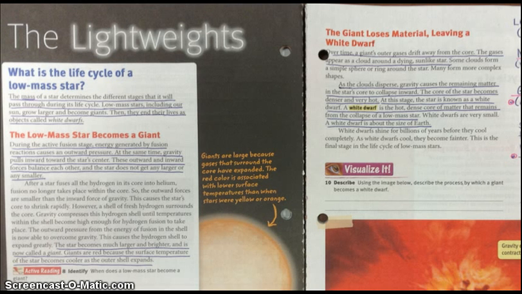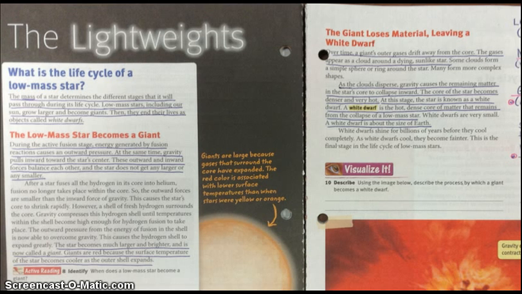Okay, I'm back on page 296. Please remember that the mass of the star determines the different stages that it will pass through during its life cycle. Low-mass stars, which includes our Sun, grow larger and become giants, and they will end their lives as objects known as white dwarfs. During the active fusion stage, energy generated by fusion reactions causes an outward pressure, and at the same time, gravity pulls inward towards the star's center. These outward and inward forces balance each other, and the star doesn't get any larger or any smaller until we run out of hydrogen and things start to change.